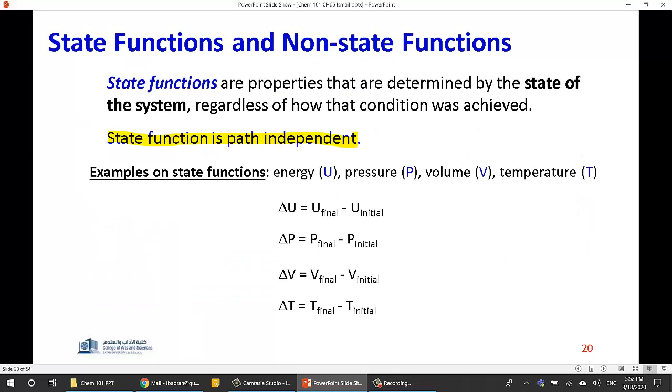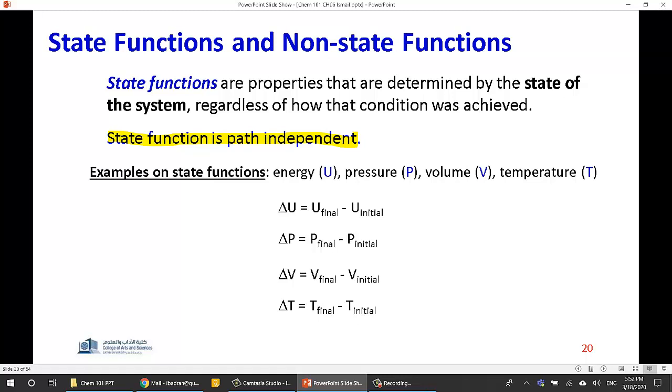Before we go further into the laws of thermodynamics, we need to define what we call a state function. State functions are properties that are determined by the state of the system, regardless of how the condition was achieved. So the definition of a state function is that it is path independent, so it does not depend on the path that is taken. Examples of state functions are the energy, which is U, the pressure, which is P, the volume, which is V, and the temperature T.